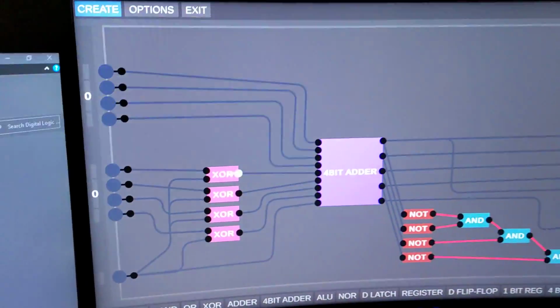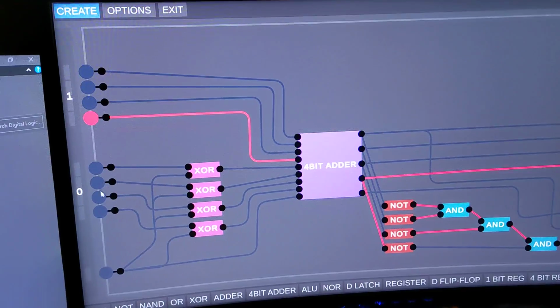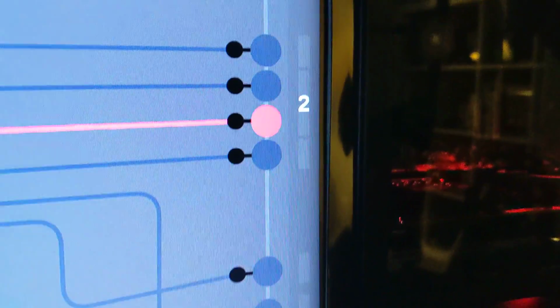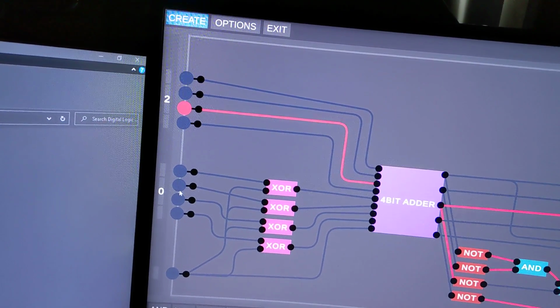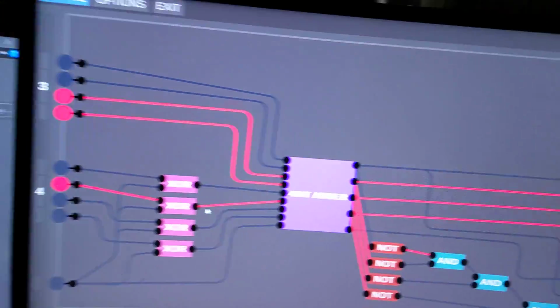So let's do some simple math. Let's do 1 plus 1. We get 2. Let's do 2. No, let's do 3 plus 4. We get 7. Now, if we make the 4 negative, we get -1.